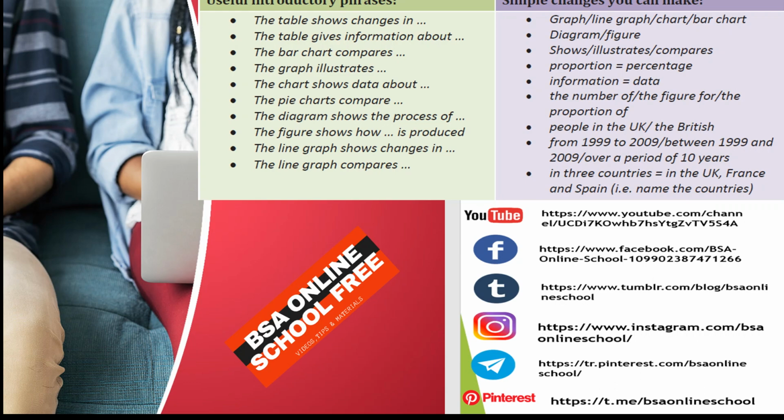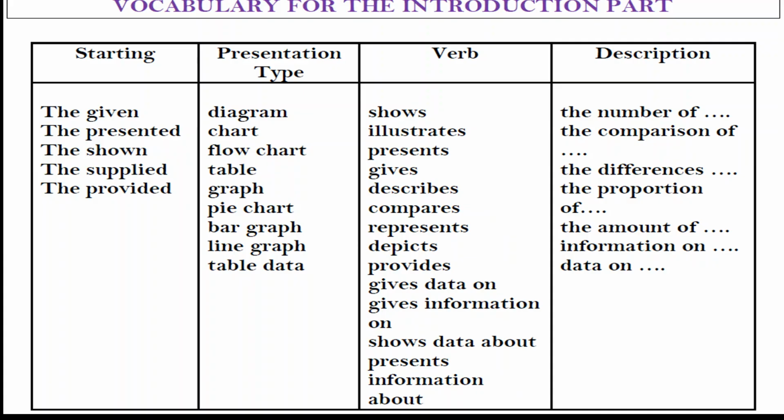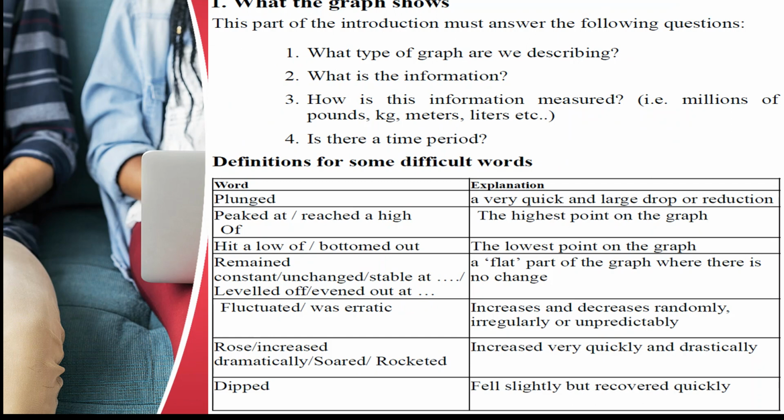Let's go to the next one. Here you can see the table of vocabulary for the introduction part. Next, very interesting things for the overview. You know that you need to write 4 paragraphs. First is the introduction. You need to paraphrase all the words except for dates, names, and country names as well.